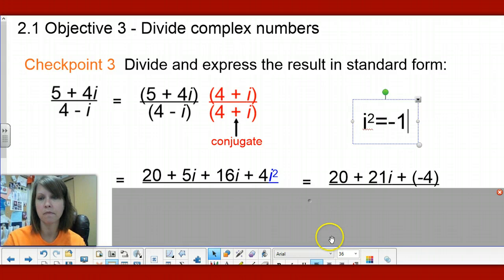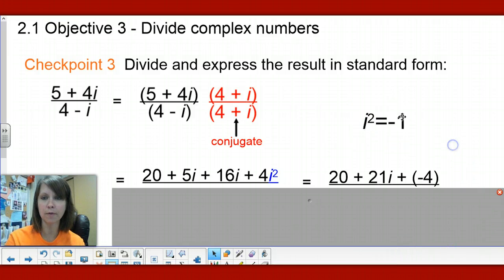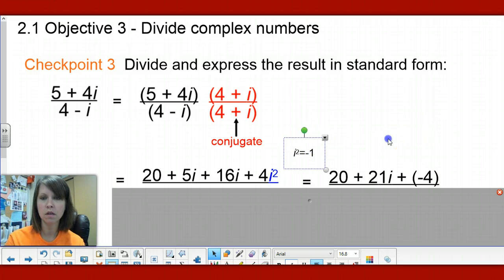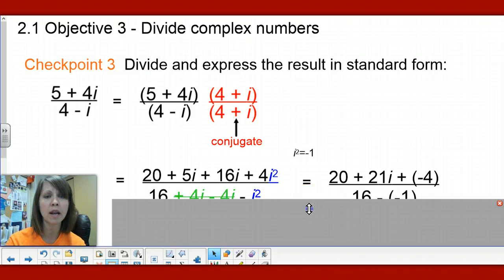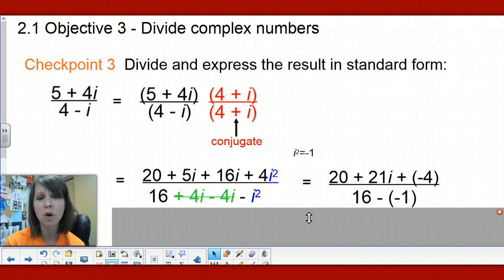Okay. So we are going to substitute in here. And that gives us 20 plus 21i plus -4. Okay, the denominator we're going to FOIL as well. In the denominator, we're going to have 16 plus 4i minus 4i minus i squared.